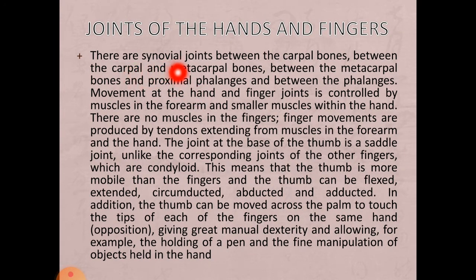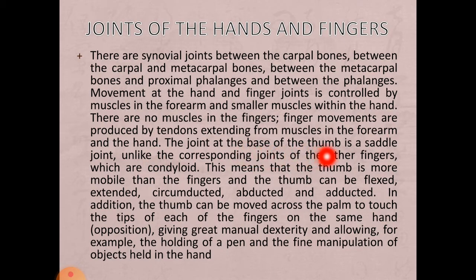So there are synovial joints between the carpal bones, between the carpal and the metacarpal bones, between the metacarpal and the proximal phalanges, and between the phalanges. Movement at the hand and the finger joints is controlled by the muscles in the forearm and the smaller muscles within the hand, and there are no muscles in the fingers. Finger movements are produced by the tendons extending from the muscles in the forearm and the hand.